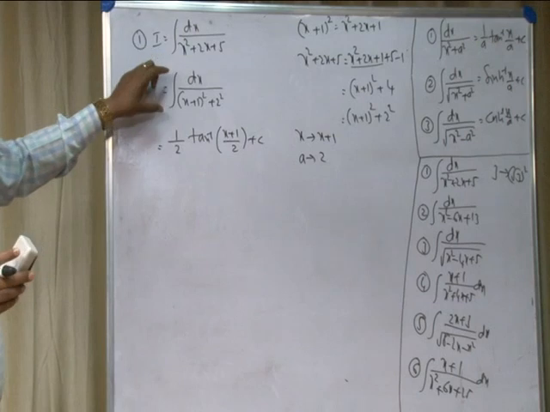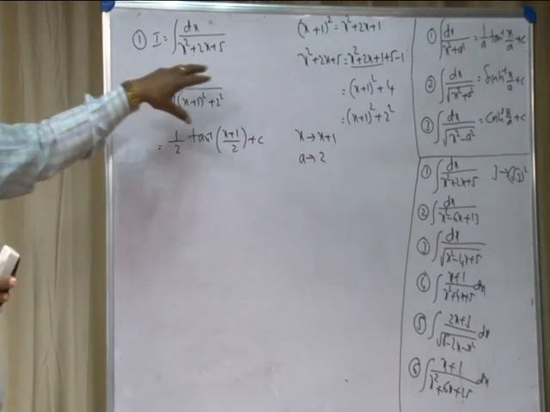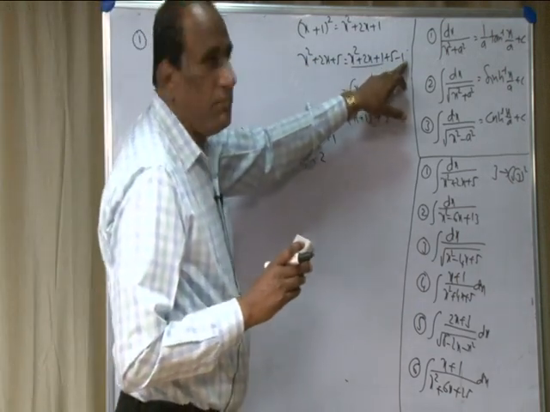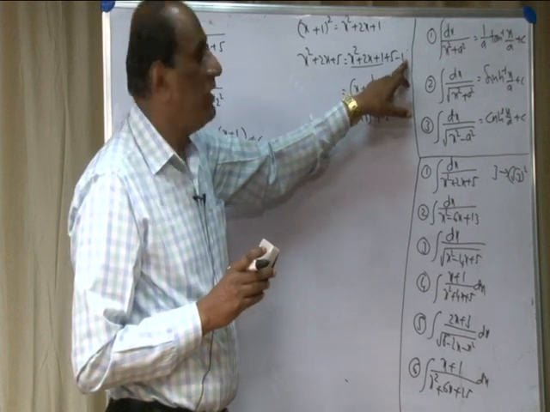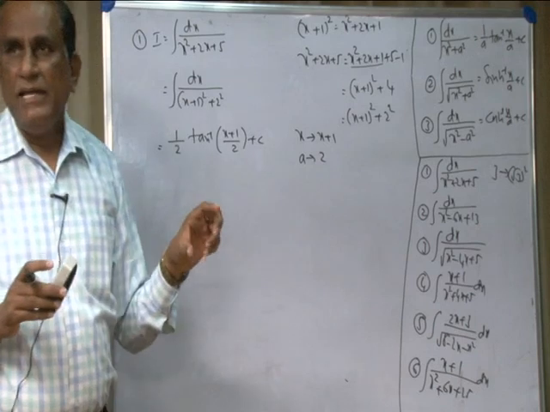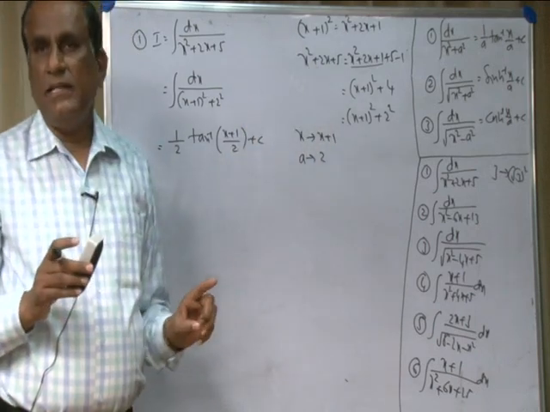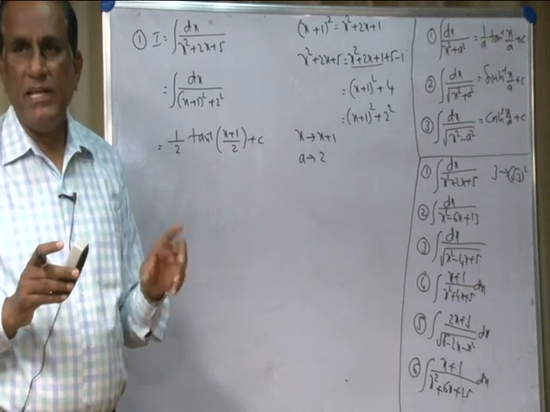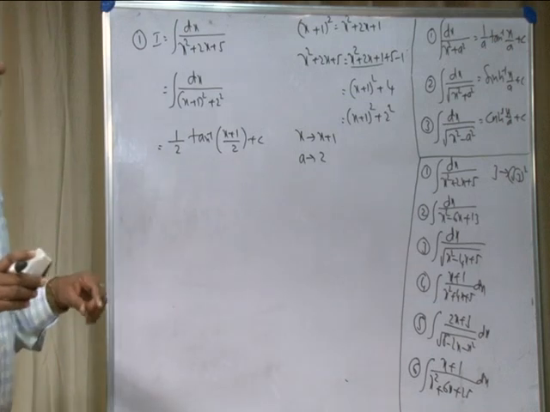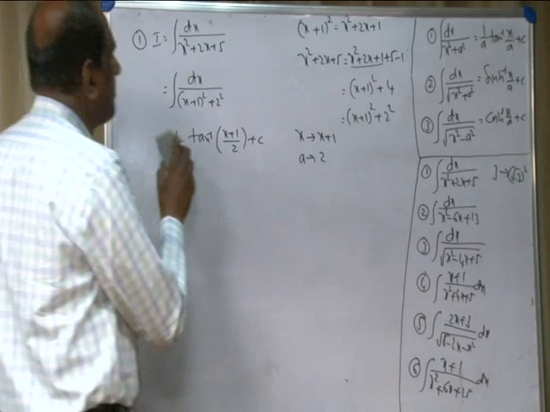Similarly, without changing the value, write the denominator as a perfect square. See here, by adding 1, you must subtract 1. So after cancelling 1 and minus 1, you get back the same thing. I explained the technique to express the denominator as a perfect square. In the next problem also I am going to explain the technique to write this as a perfect square. So this is problem number 1.